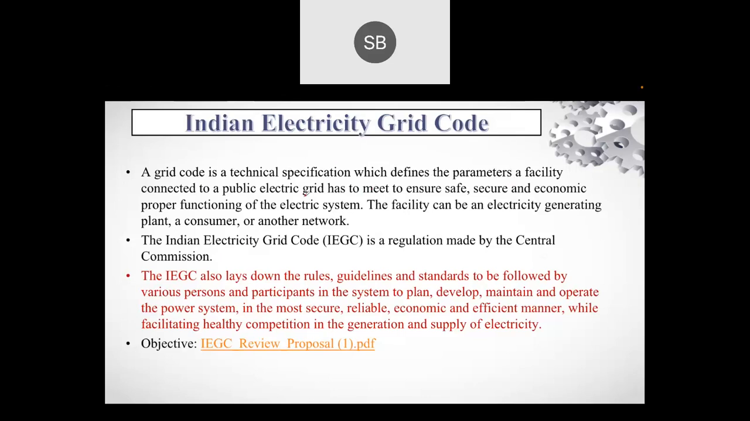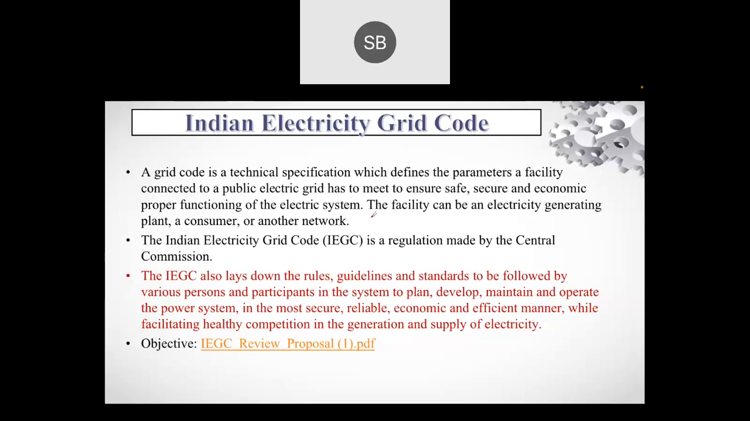Now the Indian electricity grid code defines the parameters of facilities connected to the public electric grid. Whatever power plant there is, when we connect the power plant to the electricity grid, what the technical specifications are and what the procedure is, all of that is given in the Indian electricity grid code.